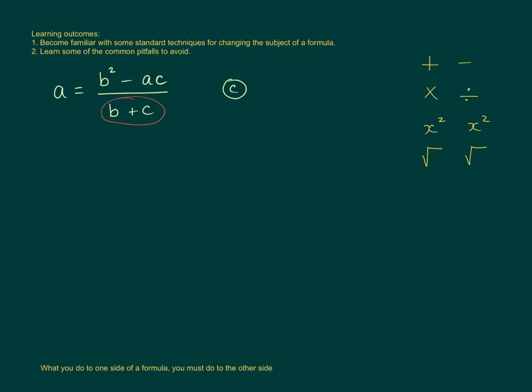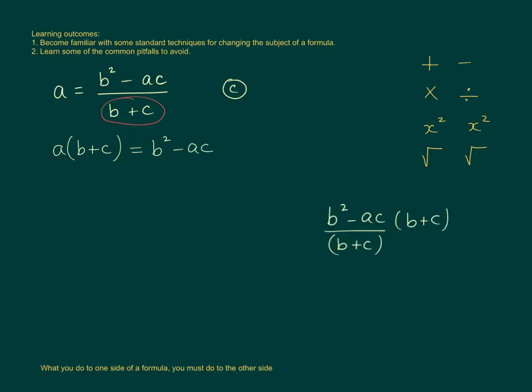So on the left hand side you get a times b plus c. On the right hand side, because you've multiplied it by b plus c, the b plus c's will essentially cancel. You're left with b squared minus ac.